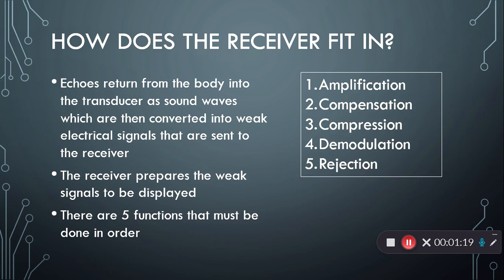So how does the receiver fit into the system? Like we said earlier, the echoes return from the body into the transducer as sound waves. They then are converted into weak electrical signals that get sent to the receiver. The receiver then prepares the weak signals so they can be displayed. There are 5 functions that the receiver must do in order to process the signals correctly. The 5 steps in order are amplification, compensation, compression, demodulation, and rejection. I'm going to be breaking down each one of these steps today.